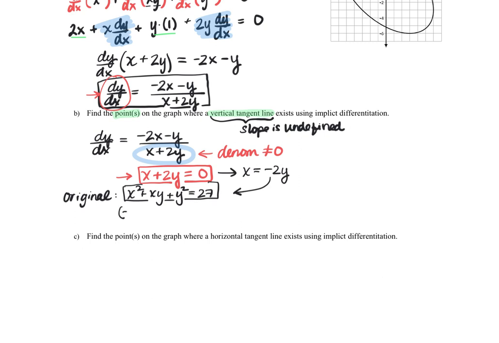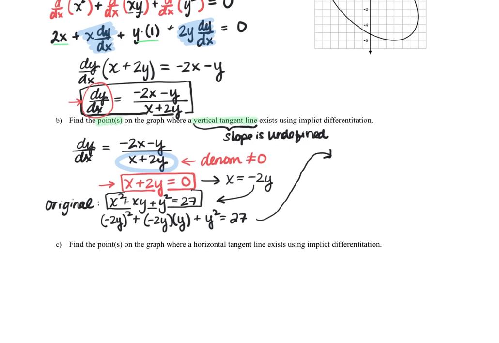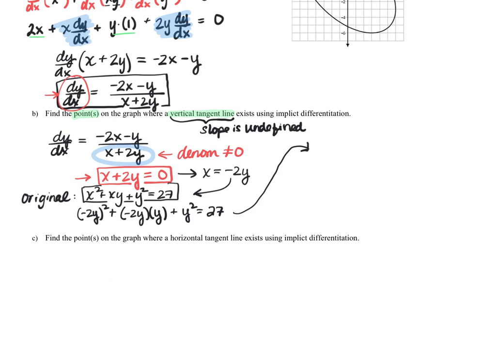So everywhere we have an x, it's going to become negative 2y. So we're solving this using substitution. So negative 2y, the quantity squared, plus negative 2y times y, plus y squared is equal to 27. This is what we'll get once we do our substitution. This is definitely one of those problems where we really dig back into our tool belt with our algebra skills and bring out some of those old tools. And in this case, it's how to solve a system of equations.